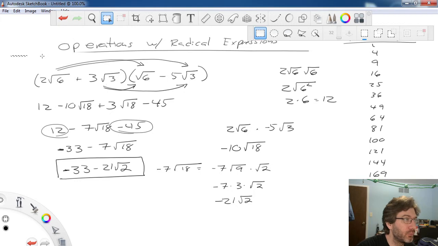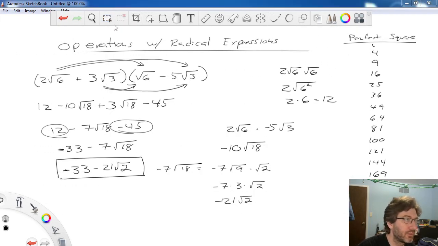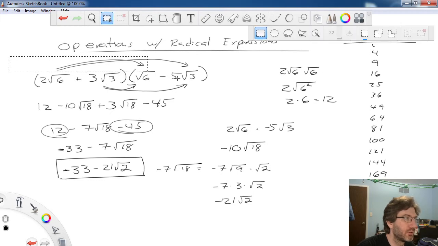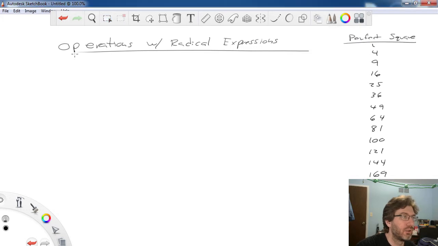I would like to do one more with you. Gotta actually delete everything. And this one here is going to be done with the perfect square. So the square root of 7 plus 4, and then that's going to be squared.